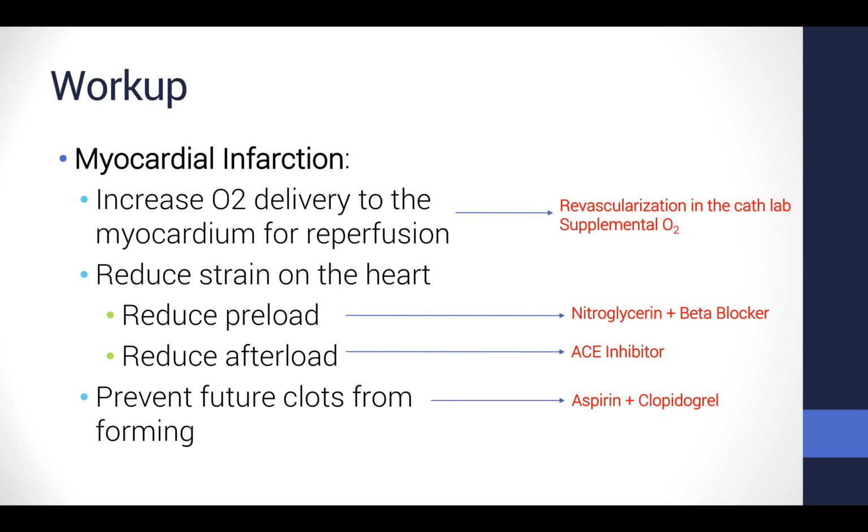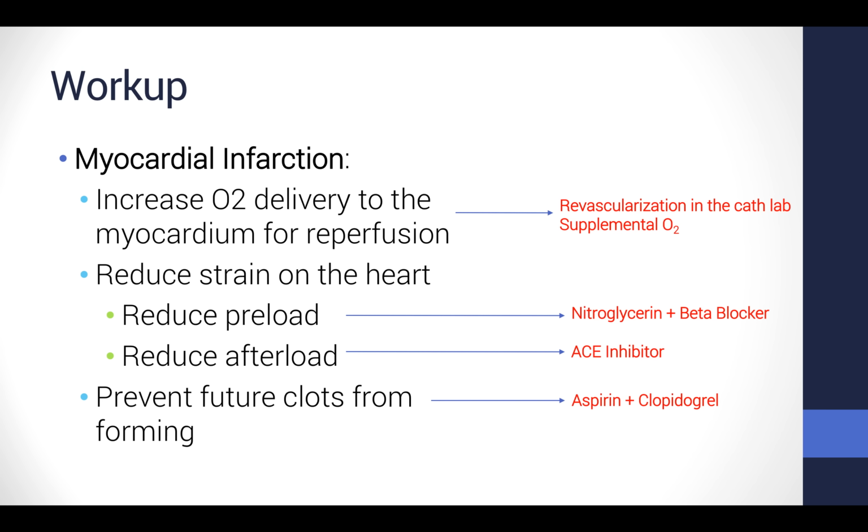Finally, the last thing we want to do is prevent future clots from forming because in this case, the most common thing that's going to cause an occlusion of a coronary artery, an artery that's supplying the heart muscle, is any type of clot or thrombus that's going to go in and lodge itself in the vessel and prevent blood from going through. So we want to anticoagulate them. We want to give them aspirin and clopidogrel, both of which are going to prevent us from forming clots and thin out our blood as much as possible to prevent any future occlusions from developing.